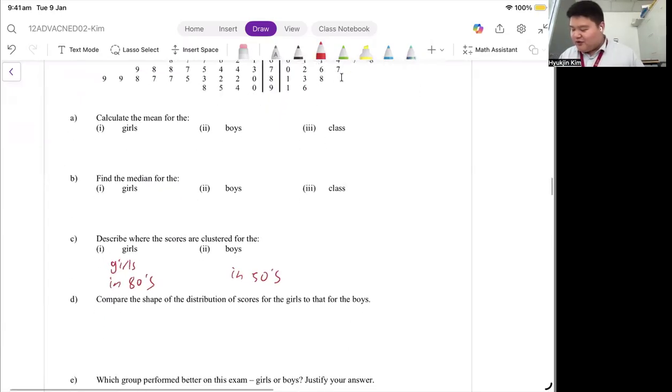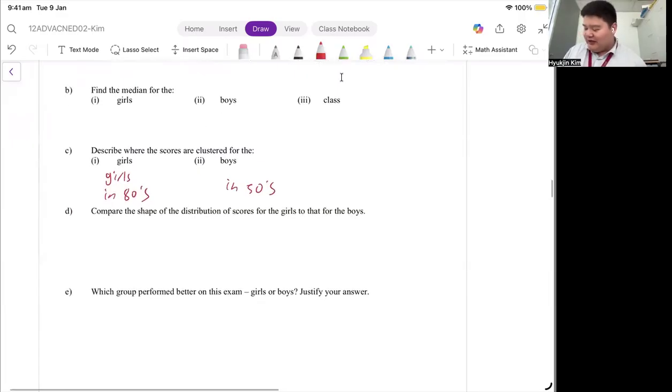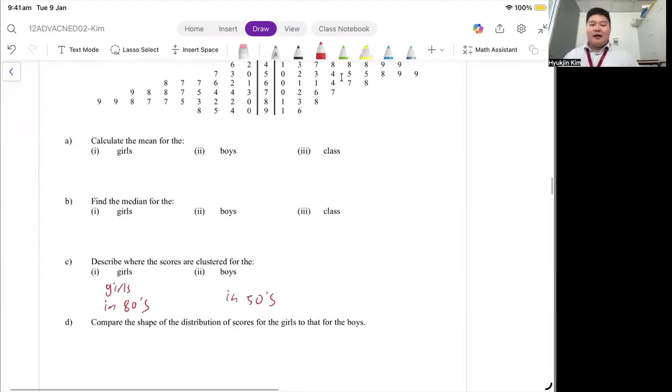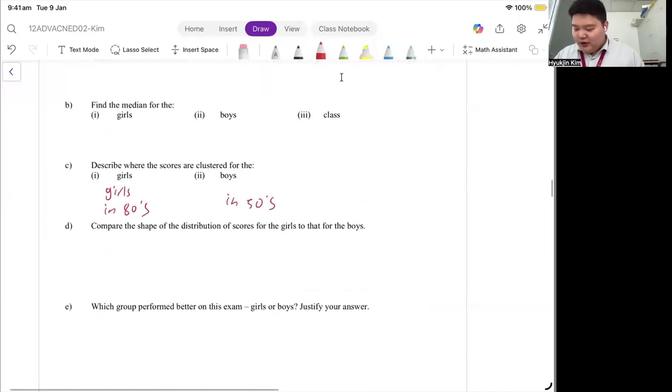Compare the shape of distribution of scores for the girls to that for the boys. Now, when they say compare the shape of distribution of scores, you actually have to use the keywords. This is very important. You need to say the girls' scores are, what is it? It's leaning towards the higher values, right? It's leaning higher. That means it is negatively skewed.